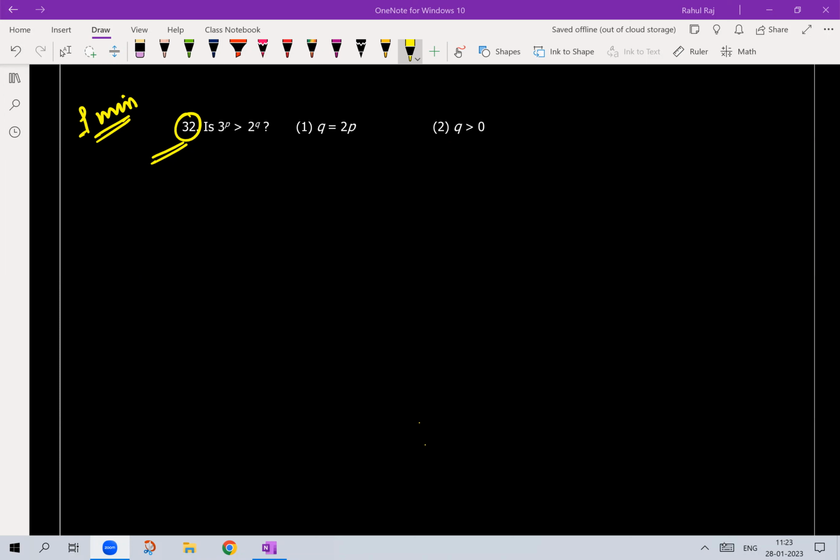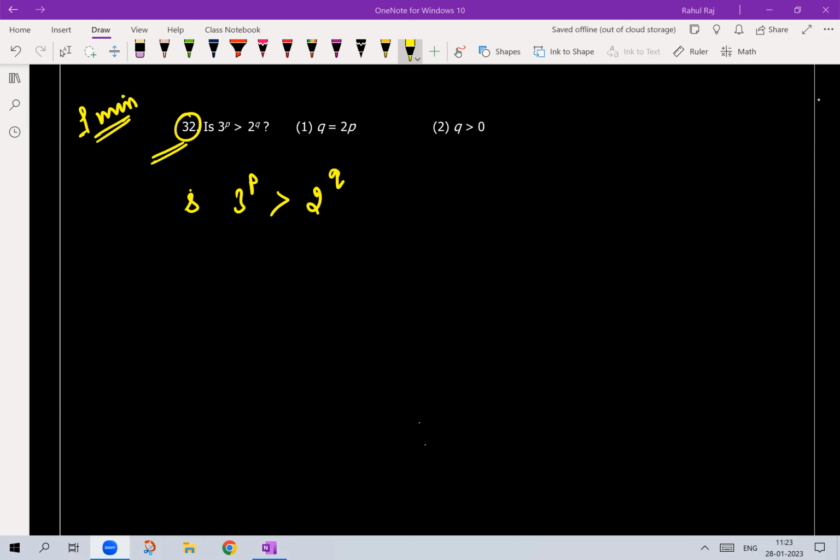So see here, for anyone who's trying. The question says, is 3 to the power p greater than 2 to the power q? Now tell me, are these the same variable or different variables? Different variables. First of all, there is no information given, which is absolutely acceptable. Until I understand the question, getting into the statements is a waste of time. And understanding the question is simple: just understand what needs to be done.